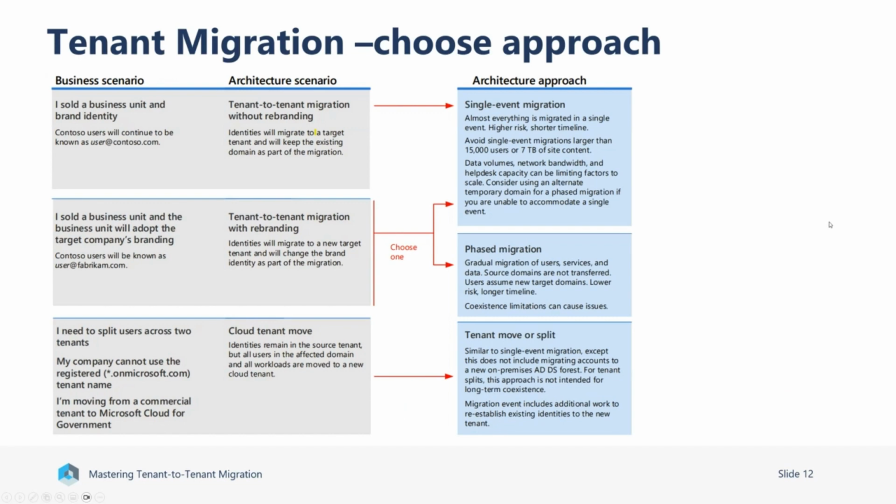Okay, so next we'll discuss the tenant migration and the approach to this. I appreciate this diagram is quite busy, but the main thing to concentrate on here is the blue boxes on the right hand side. When we decide that we need to migrate between tenancies, we need to decide on the architecture approach. There are three main ones.